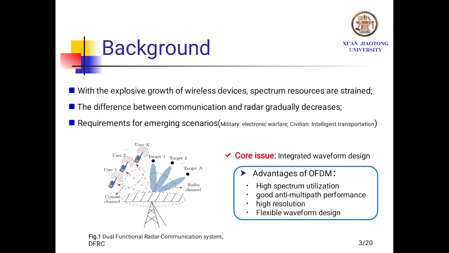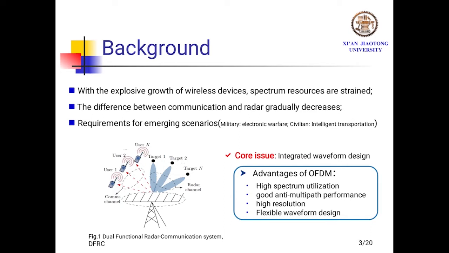There's a lot to say when it comes to background, and I will make 3 brief points. With the explosive growth of wireless devices, spectrum resources are strained in recent years from the perspective of the working frequency band, signal waveform, system structure, and information processing. The difference between communication and radar gradually decreases. With the new emerging scenarios, no matter in military or in civilian, people realize integrated radar and communication is a good way to solve the problems above.